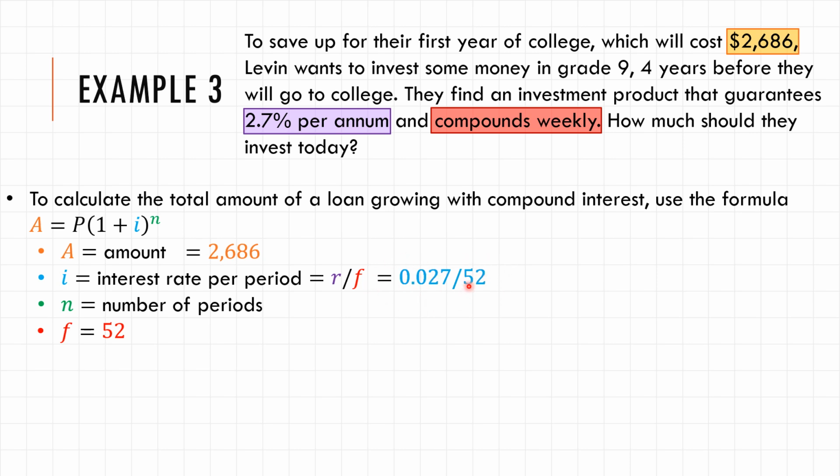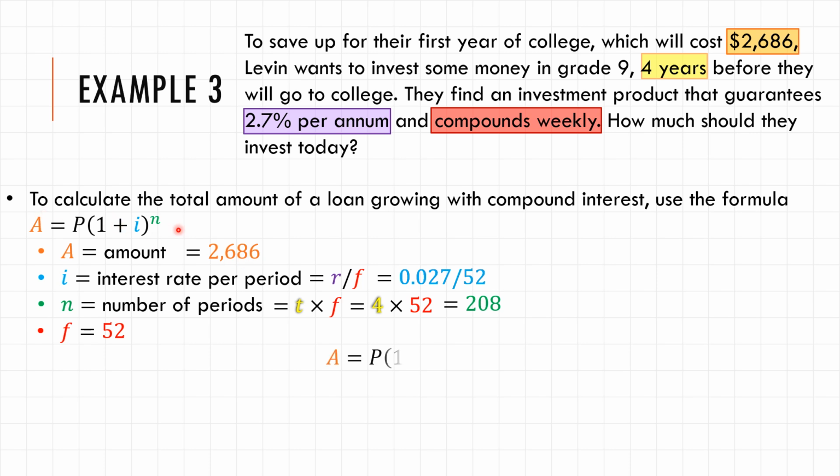Okay? And then I have to find out the number of periods. So if they're going to graduate in 4 years, they have 4 years of growth. How many weeks is that? 4 times 52, which would give us 208 weeks, 208 periods where their money is growing a little bit at a time until it hopefully reaches $2,686 in the future.